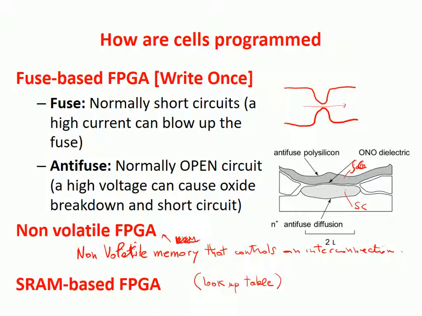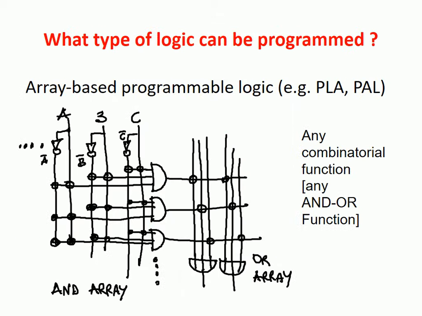So what is the type of logic that can be programmed? Typically, the type of logic that can be programmed in an FPGA is so-called array-based programmable logic, the PLA and the PAL. Most of you should probably have seen them in the basic class in electronics. You typically have an AND array or an OR array, and this configuration enables you to obtain any combinatorial function, and the behavior of the AND array and the behavior of the OR array can be configured by deciding if in all of these positions in which I put a circle, you have or you don't have a contact.